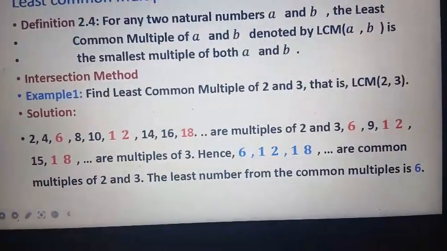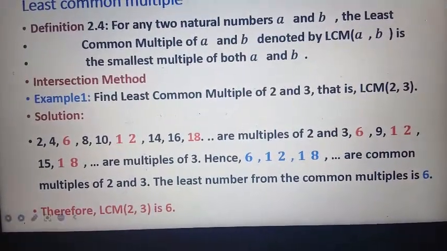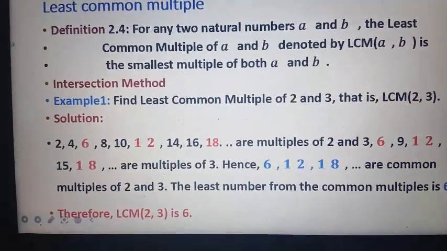Okay. So therefore the LCM of 2 and 3 is 6 by using intersection method.